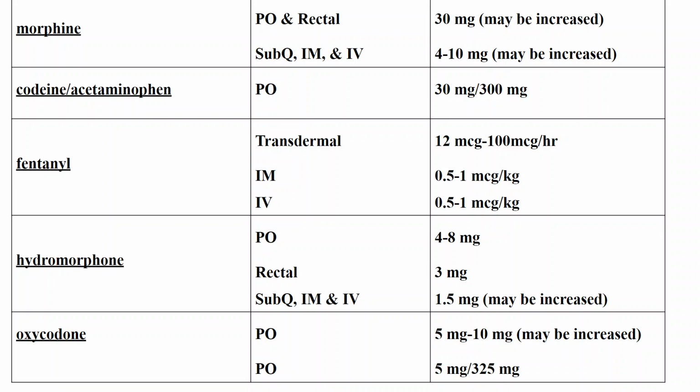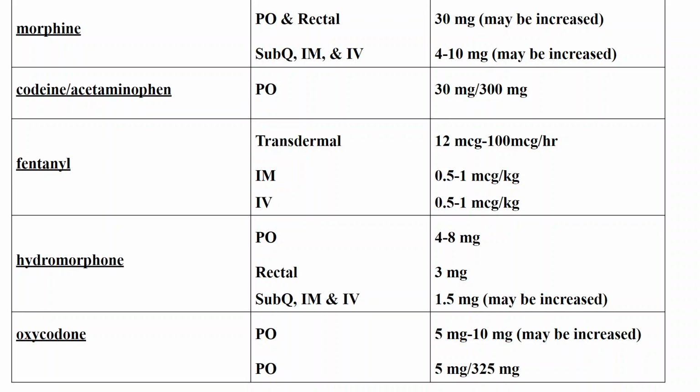It could be used by IM or IV route. The dosage is 0.5 to 1 microgram per kilogram body weight if it is given IV or IM. Whereas when it is given transdermally, the dosage is higher, 12 micrograms to 100 micrograms per hour. Now that's about the usual dosage. Fentanyl is quite frequently used in clinical practice.